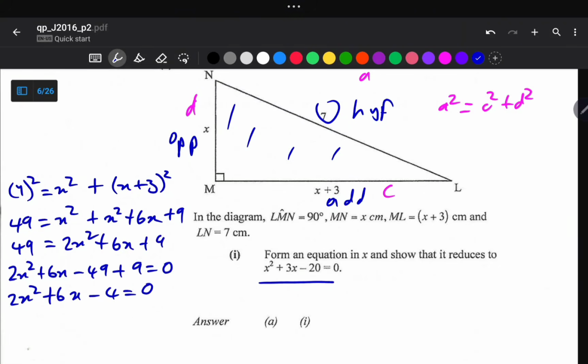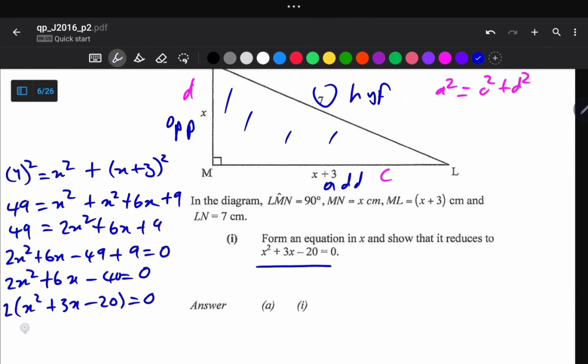Here we can factor out 2 because 2 is a common factor of 40. If we factor out 2, we are going to be left with 2 multiplied by x squared plus 3x minus 40 divided by 2, which gives us 20. If we divide both sides by these 2, we are going to be left with x squared plus 3x minus 20 being equal to 0. Is this the form required by our question? So we have managed to show that this equation can be reduced to this form, x squared plus 3x minus 20 being equal to 0.